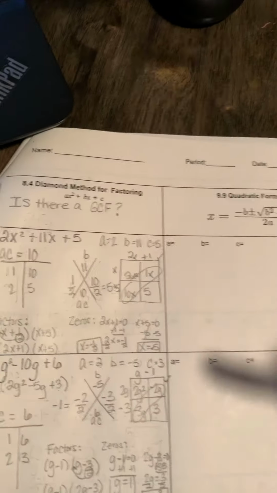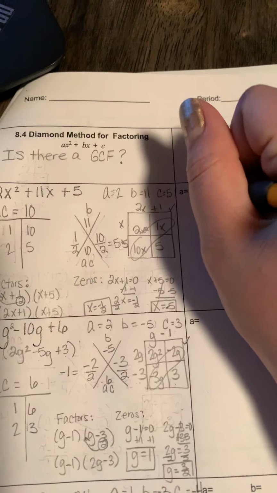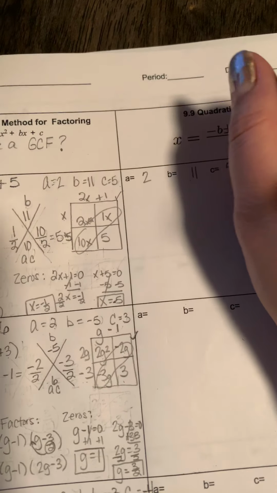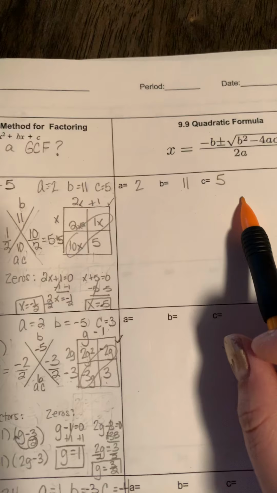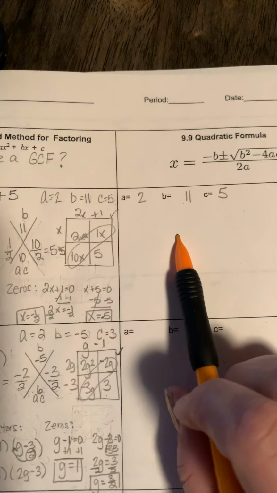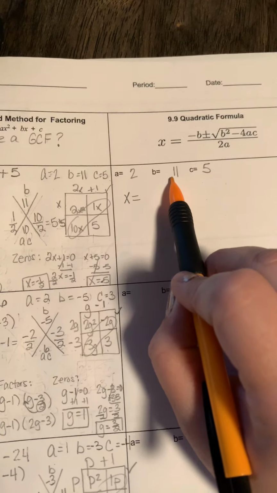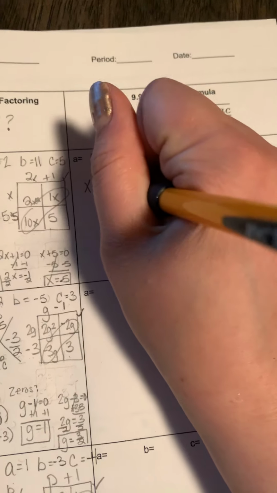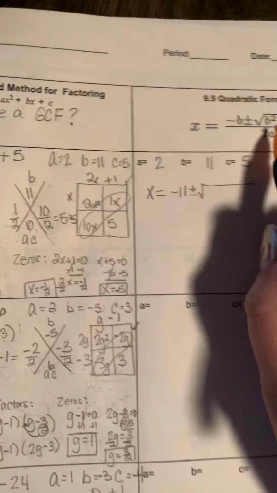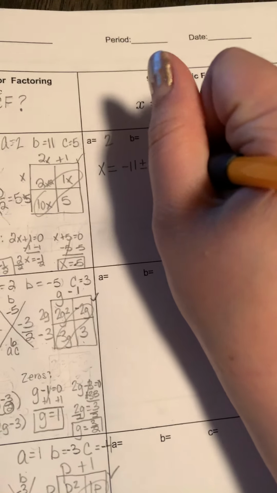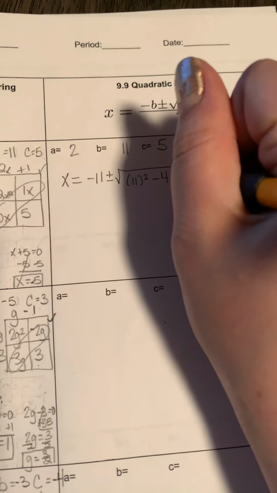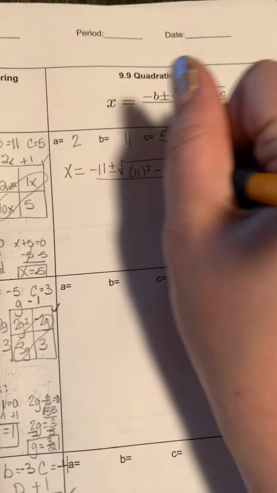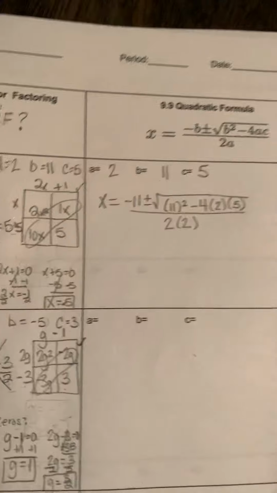Okay, on the next page, a was 2, b was 11, c was 5. And when you do the quadratic formula, you don't have to worry about taking out a greatest common factor. So you'll see down in the next one, I'll show you what I mean by that. All right, so x is equal to the opposite of b. So b is 11, so negative 11 plus or minus square root b squared, so 11 squared minus 4 times a of 2. c is 5. All of this divided by 2 times a, which is 2.